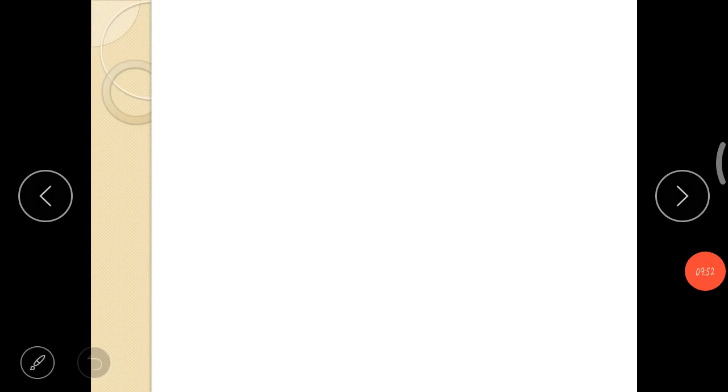So in this class we learnt about the structure of the root system and the shoot system. In the next class, we are going to learn about the leaf, the structure of the leaf, and the different types of leaves.